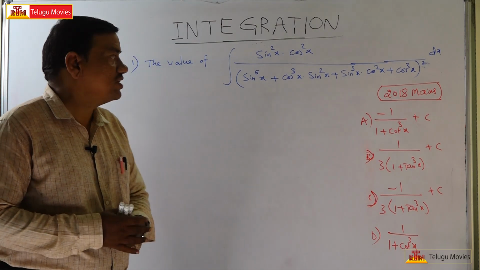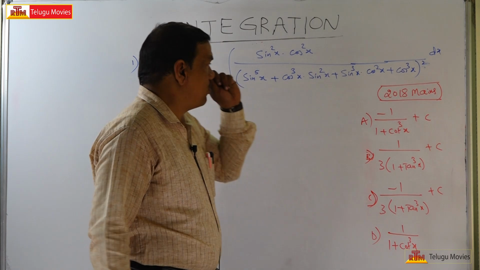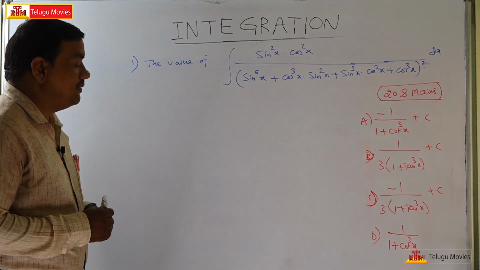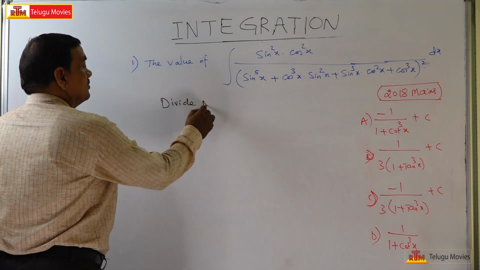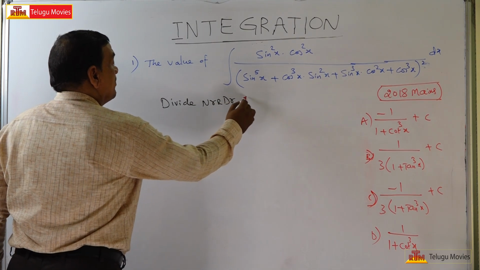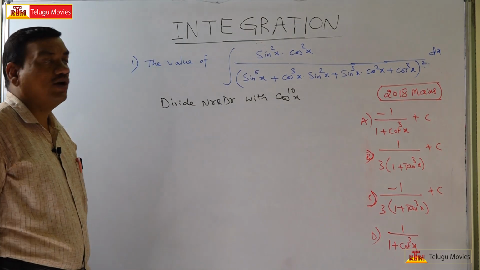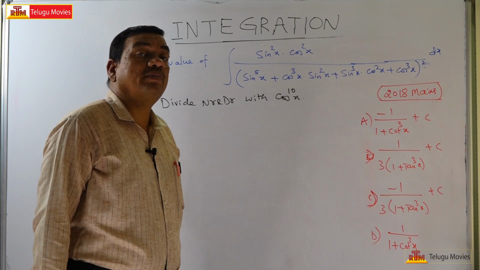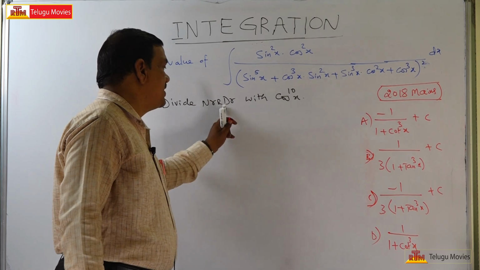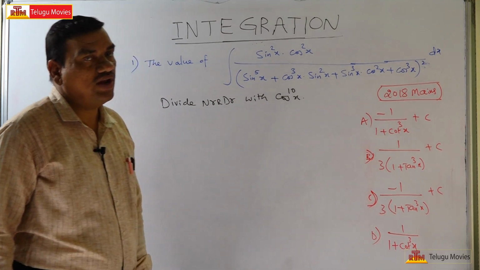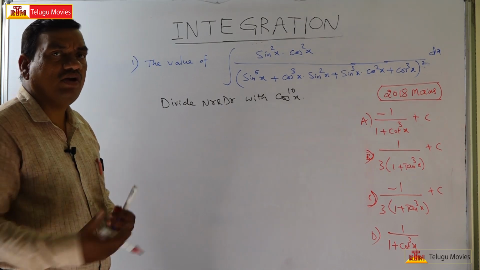In this type of problem, you see here sin to the power of 5, whole square. That means sin to the power of 10 will be there. So divide the numerator and the denominator by cos to the power of 10x. That is the first idea you have to get, so that the problem will become in tan and secant, and the solution will be very easy. So divide the numerator and denominator by cos to the power of 10x. Then the problem will be easy.